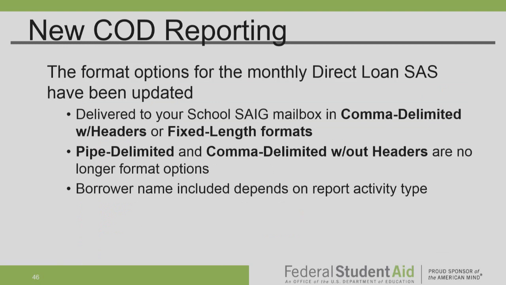The direct loan school account statement, though, has been around a while. It's in a little bit different bucket, if you will, as far as how reports are put together and sent out. And you can see here that we can get them in the comma delimited with headers or fixed length formats. Pipe delimited and comma delimited without headers are no longer available. Remember, at the beginning of this session, I said those are two of the formats that we have done away with completely. But you have the options there, comma delimited with headers or fixed length formats as well. If you're a school that's using the compare feature, you have to have fixed length. I'm getting a nod of the head over here, so I'm cool with that answer.